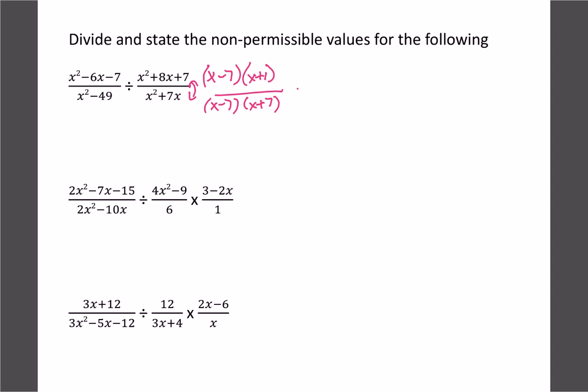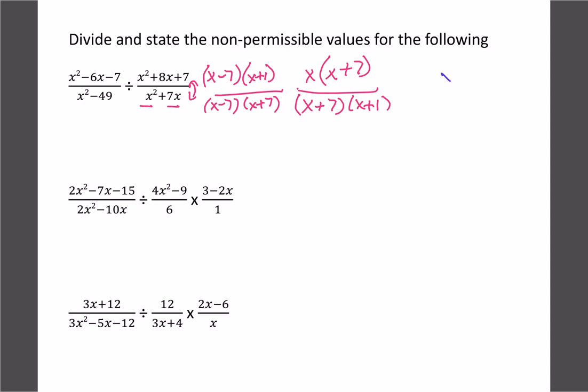So the top one will become, just take out a common factor of x out of both of these. So you'd have x and x plus 7. And on the bottom, we'd have 7 and 1. And that's it. So if you look at these, we can cancel a bunch of stuff again.